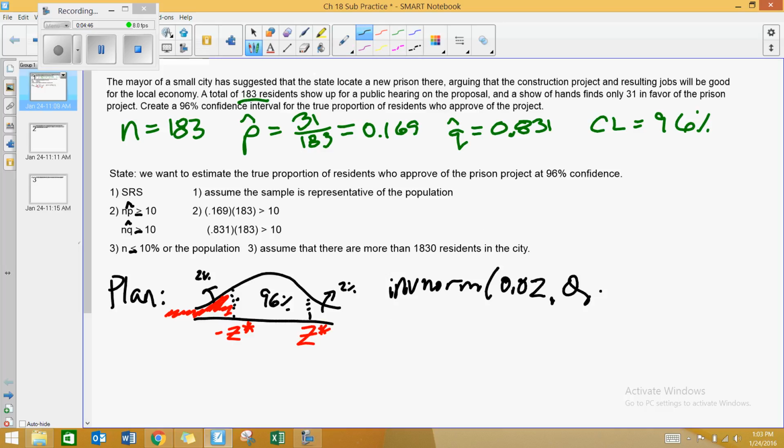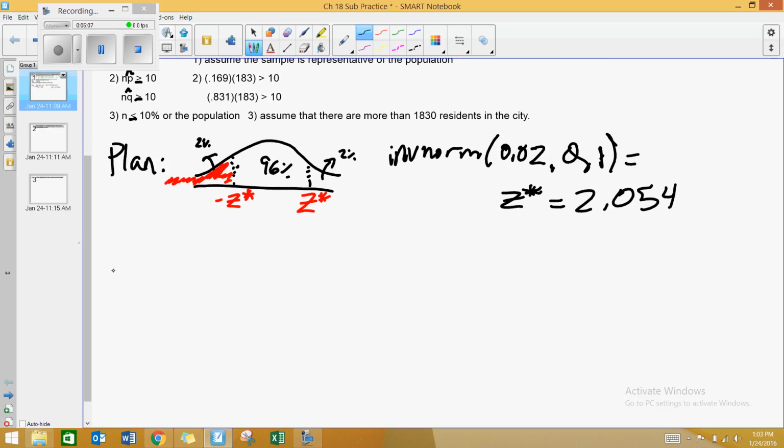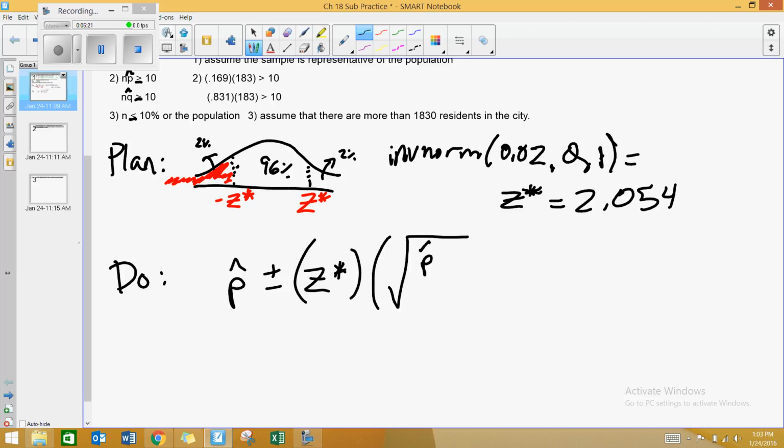Okay, 0, 1. And that gives us a critical value of 2.053. From here, we can move on to our do step. This is where the math is actually coming in. So we have p hat plus or minus our critical value times the square root of p hat q hat over n.